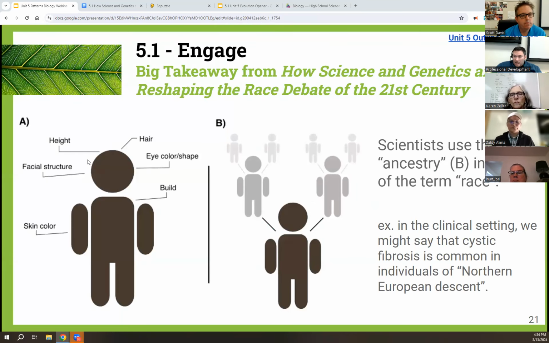This is how we should start framing it. Race is just a bunch of traits, right? Your hair color, your eye shape, your face shape. Those things may or may not have an impact on anything. They probably don't, right? So what we're finding out is that it doesn't have a lot of impact.